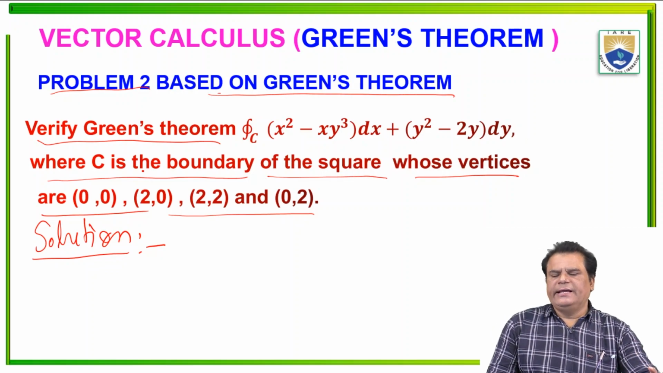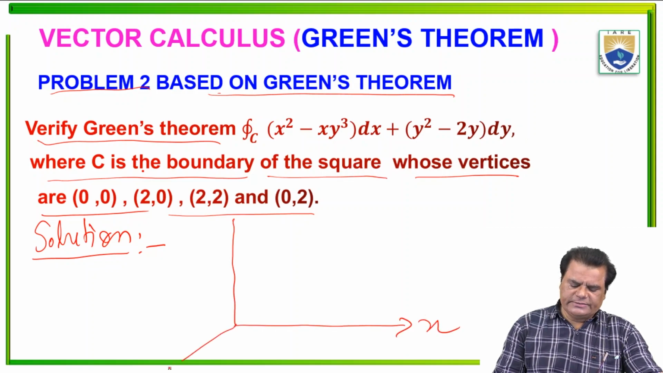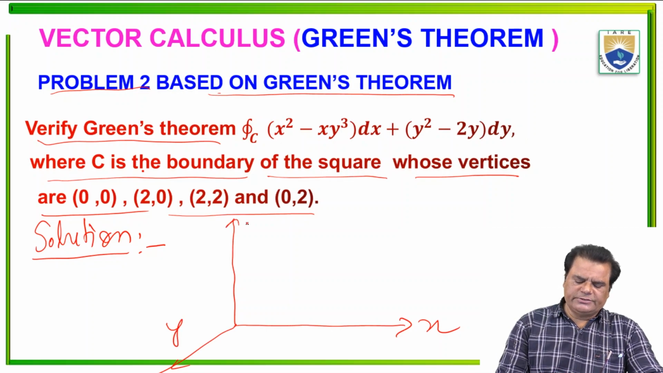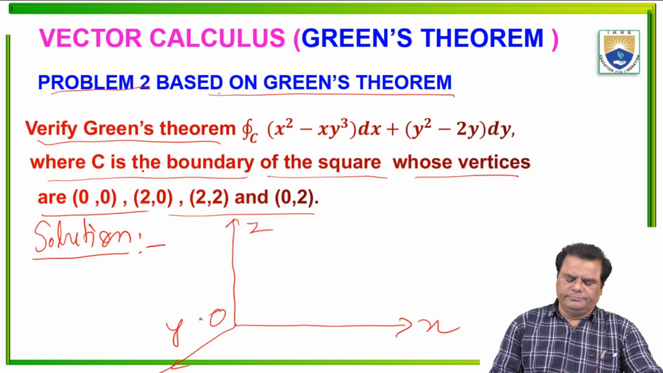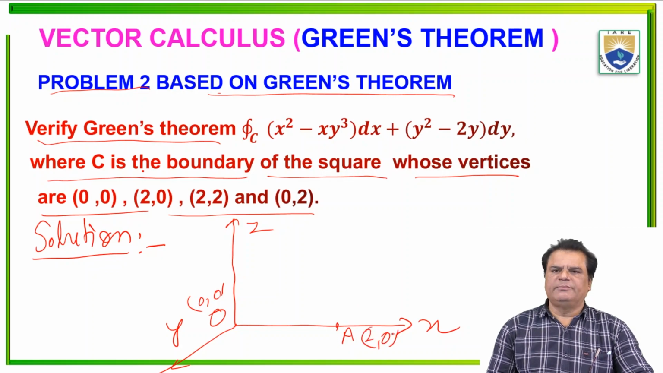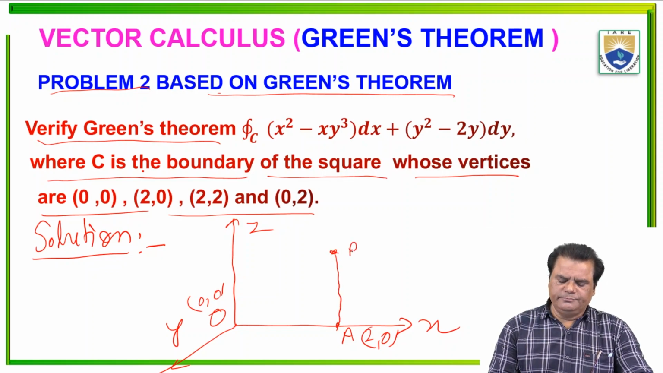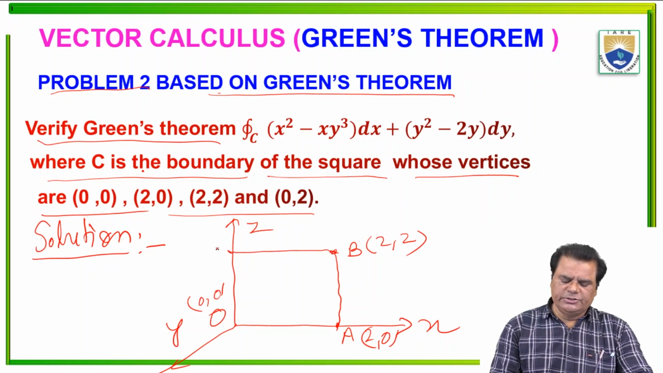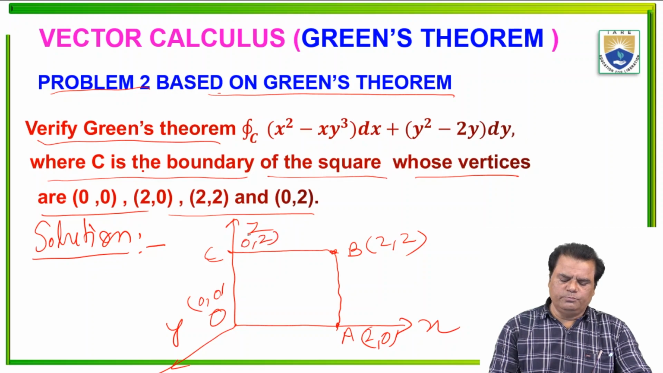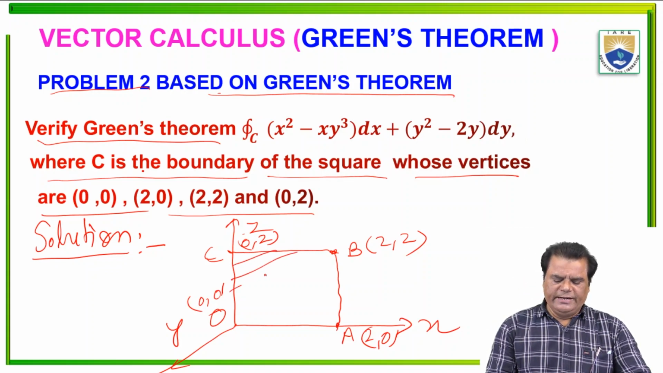First of all, making a diagram. So the diagram is this. This is the x-axis and this is the y-axis. Now this is the origin, the value of the origin is (0, 0), and this is point A, whose coordinates are (2, 0). Next, point B is (2, 2), and this is point C, which is (0, 2). So our region is bounded by this.